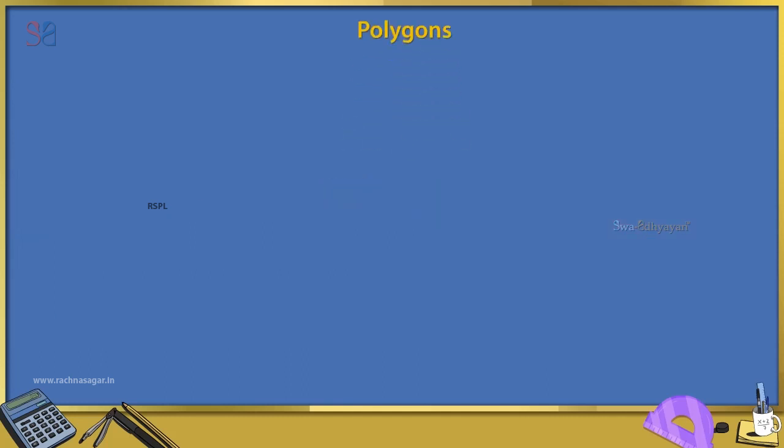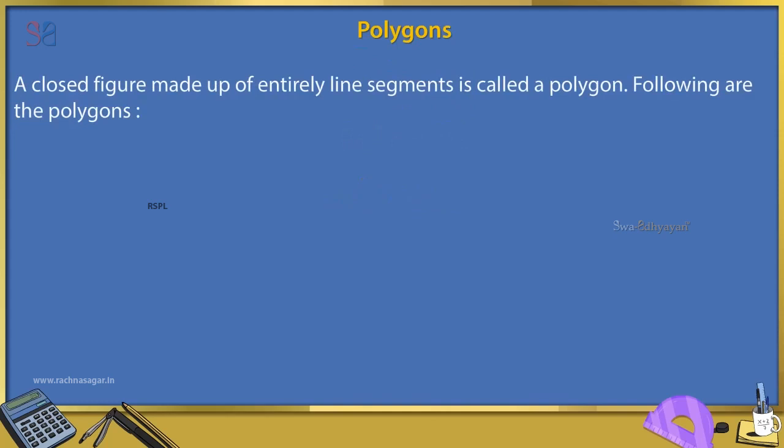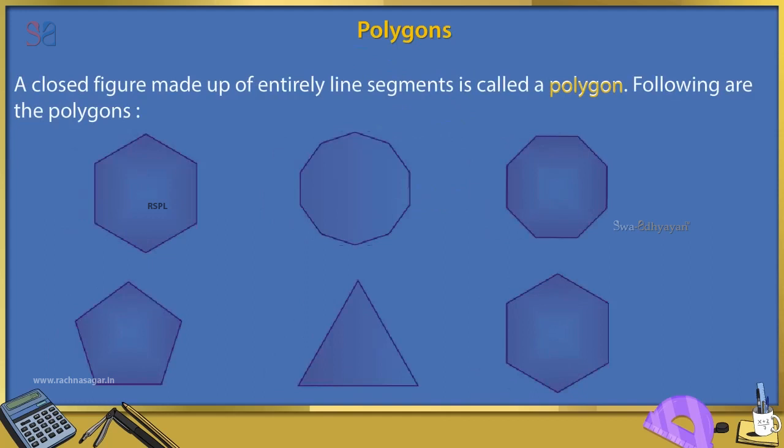Polygons. A closed figure made up entirely of line segments is called a polygon. Following are the polygons.